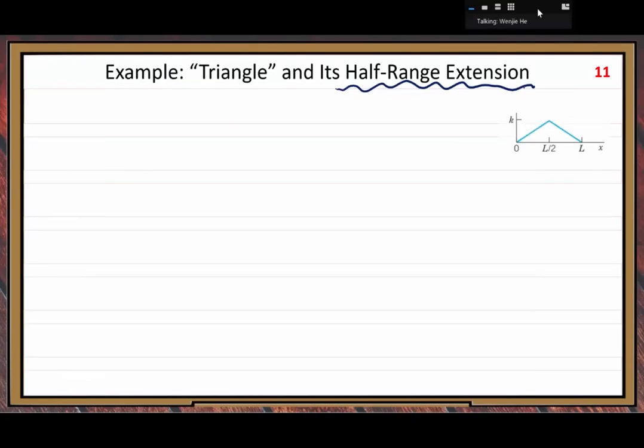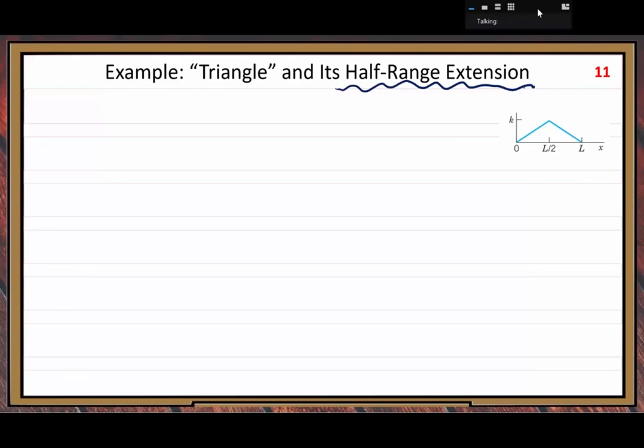The function f is given in this triangle shape on the interval between 0 and the capital L. Only in this period do we have the shape of this function. Outside this, there is no other information.